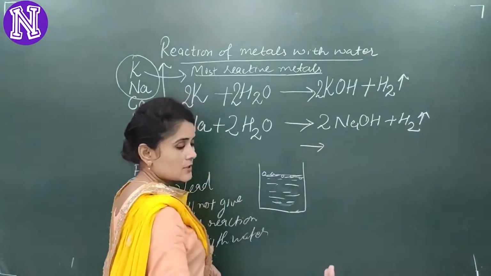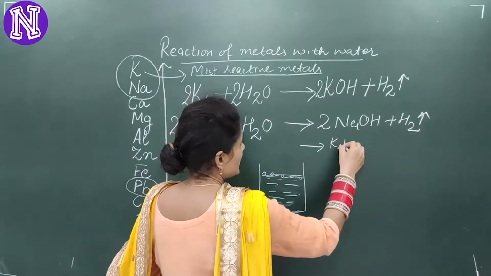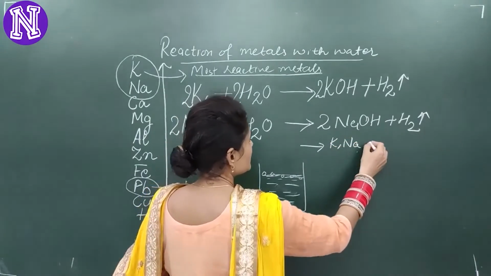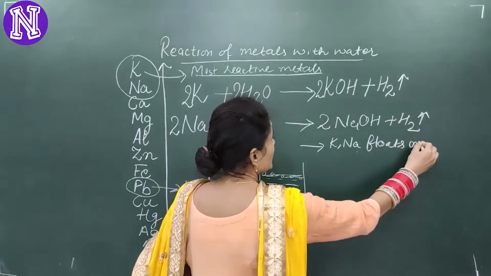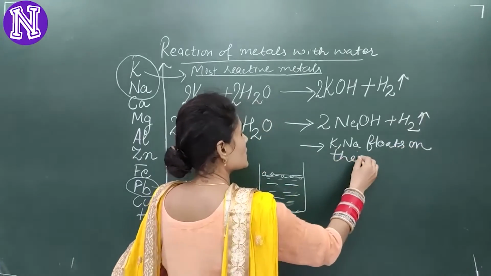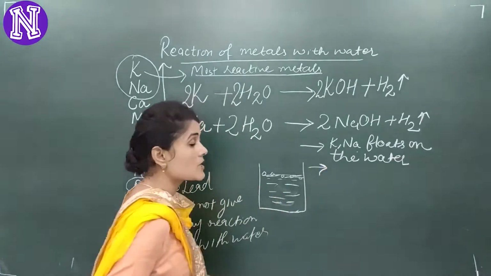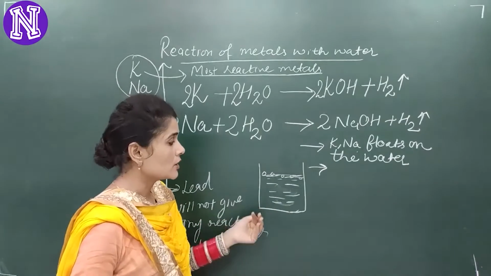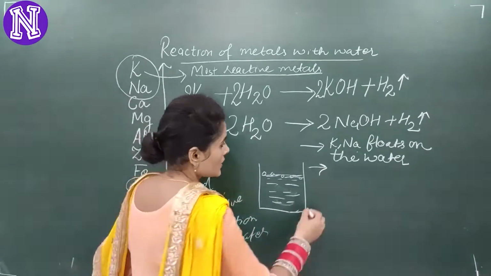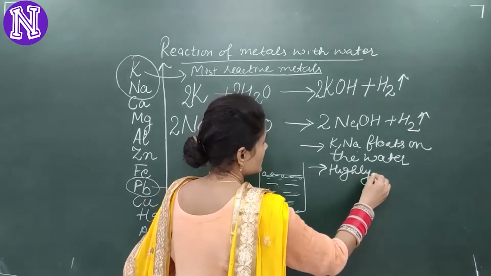So what are the characteristics of the reaction? First, sodium and potassium float on the water. Secondly, this reaction is highly exothermic. Highly exothermic means a lot of heat is produced in this reaction.